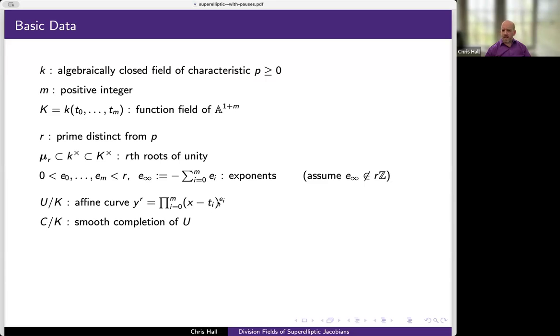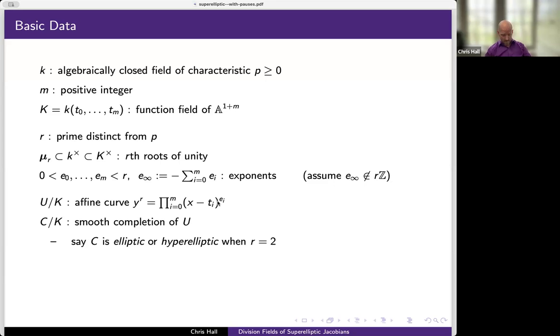I also want to think about the smooth completion of this affine curve. This is a well-defined thing, unique up to isomorphism. I don't want to go into details of how it's defined. It's a fairly basic thing within the context of the talk. It's a really nice object. We'll talk a bit more about its geometry in a little bit.